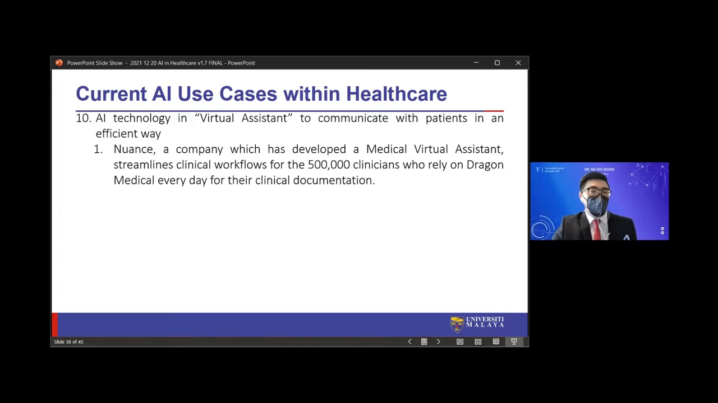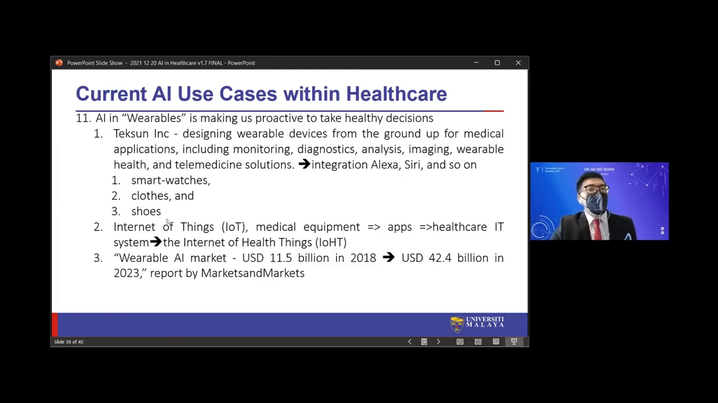Also, AI technology in virtual assistants to communicate with patients in an efficient way. So Nuance is a company that has developed a medical virtual assistant that streamlines clinical workflows for almost 500,000 clinicians who are using Dragon Medical every day for their clinical documentation. This makes life a lot more efficient so that doctors can focus on actually treating the patients rather than writing down their notes. That's also a very exciting development.